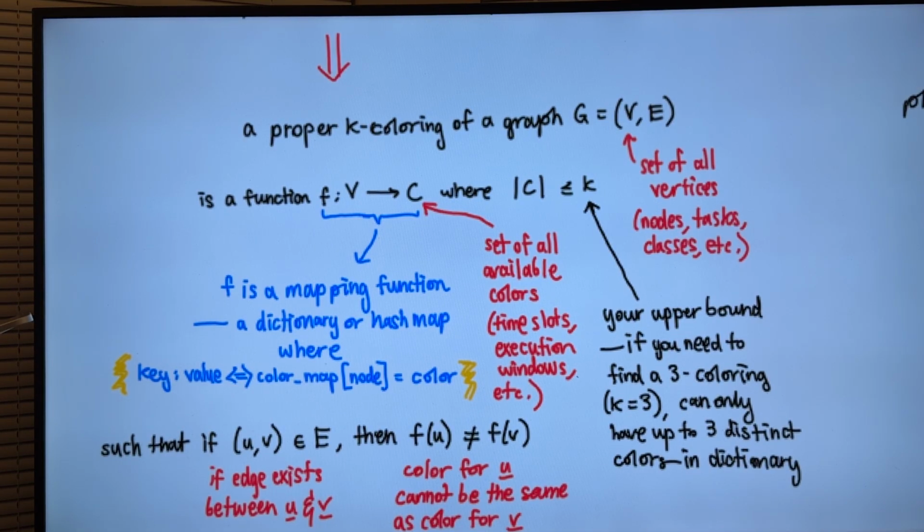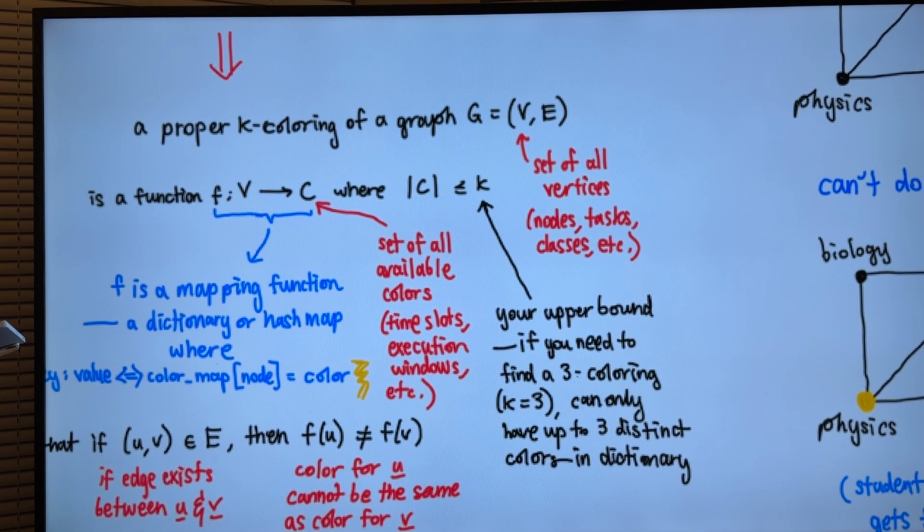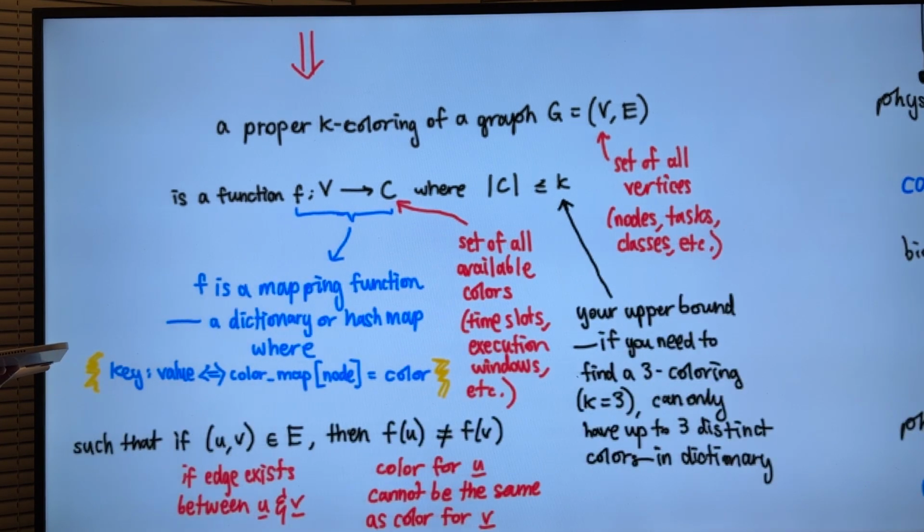Okay? And then when we say k over here, what is that little k? That k is your upper bound. So for example, if they say you need to find a 3-coloring, that means k equals 3, and you can only have up to 3 distinct colors in your dictionary, or maybe 3 distinct time slots if you're trying to schedule exams without making them overlap for students taking those classes together, right?